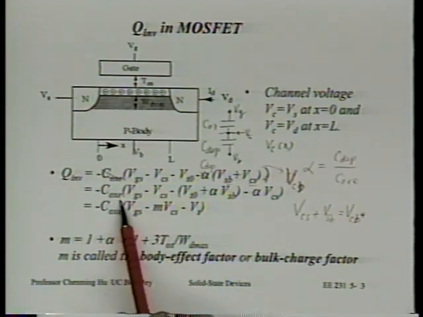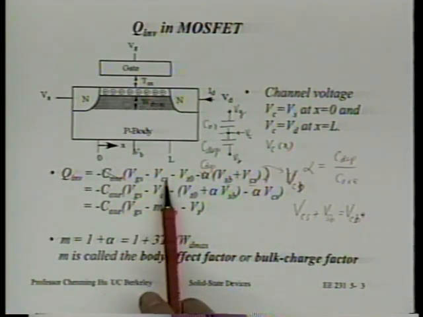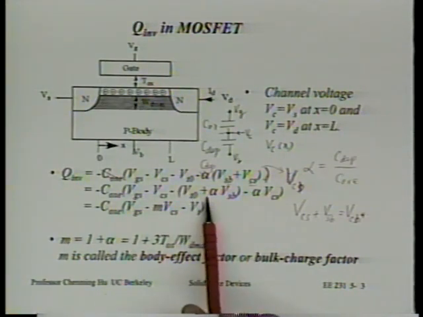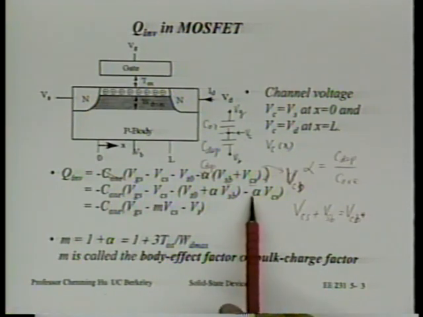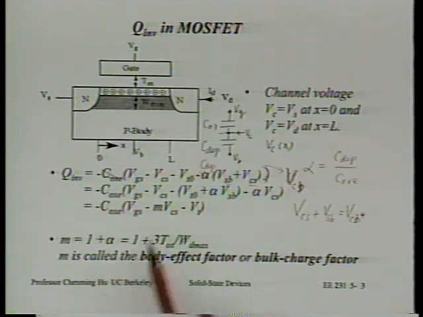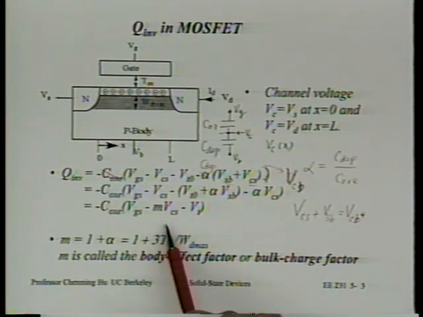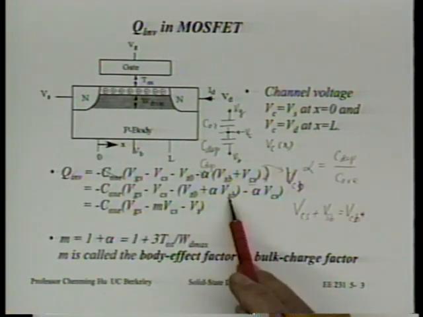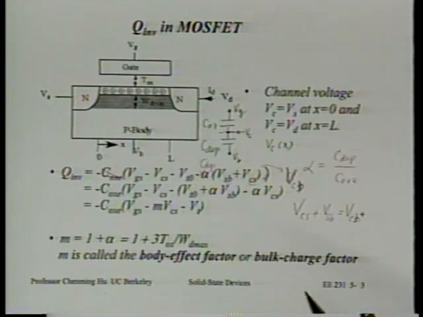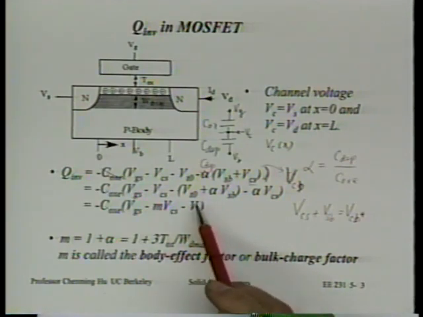So it's minus Cox times VGS minus VCS, no change, VT0 plus alpha VSB, together with this term VT0 minus alpha times VCS. Now VT0 plus alpha VSB is equal to what? It's equal to our new VT. We defined it as the new VT, right? VT is a linear function of VSB. So that makes it easy.